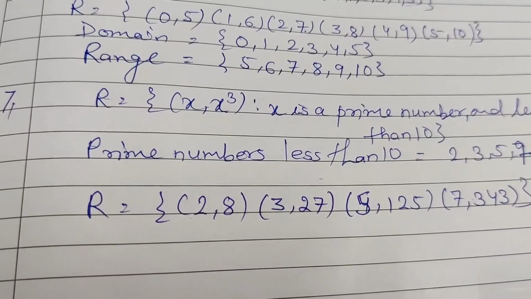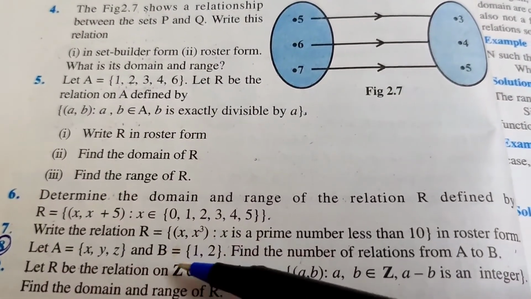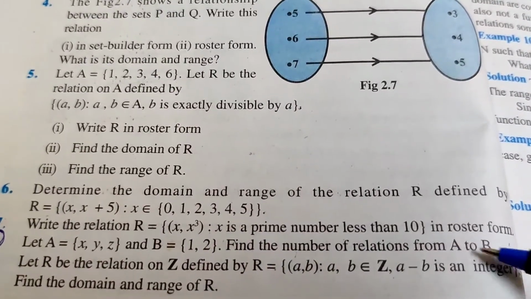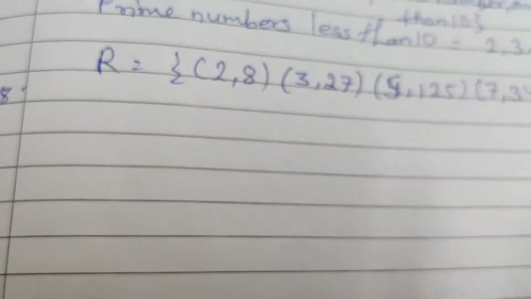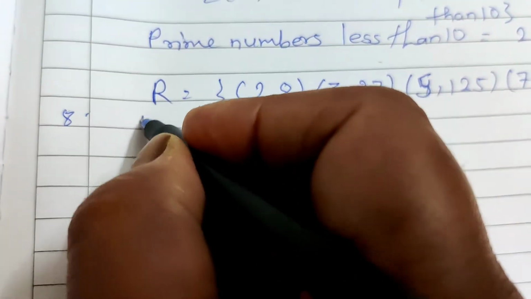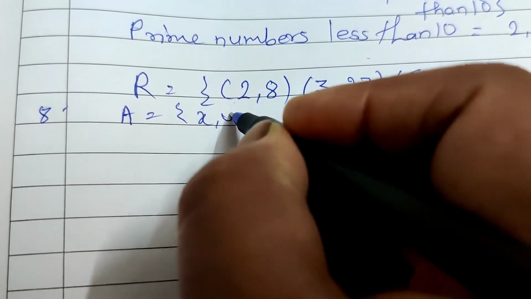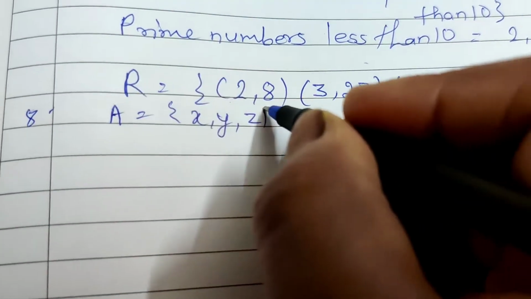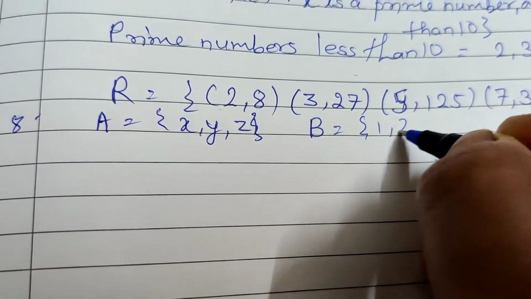Next, question number 8. Let A equal to {x, y, z} and B equal to {1, 2}. Find the number of relations from A to B. Okay. If A equal to {x, y, z} and B equal to the set {1, 2}.